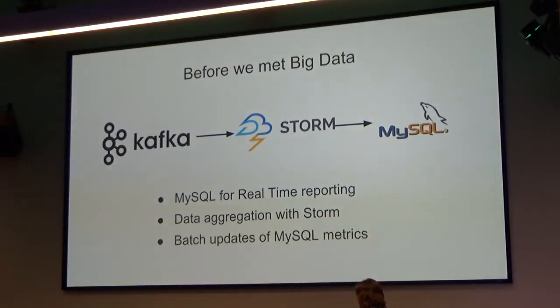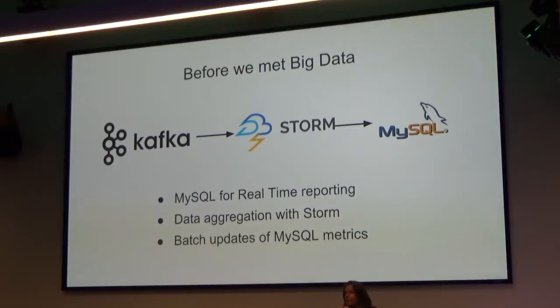So before we met big data, we were essentially using MySQL for real-time reporting. What we were doing is sending our events to Kafka, then consuming those events with Storm. We were aggregating those events, and when we had aggregated enough events, we were doing batch updates of MySQL metrics. This solution was kind of working for us, but at some point we introduced new domains like RTB for real-time bidding, and these domains had 10x more data than the data volume we were used to dealing with. So we figured out MySQL couldn't keep up. We needed to scale horizontally versus vertically, and MySQL obviously wasn't the answer for that.